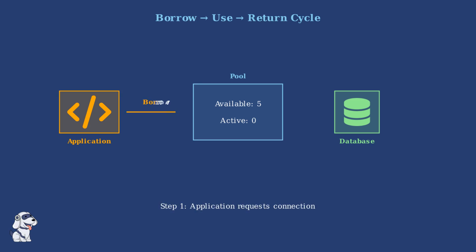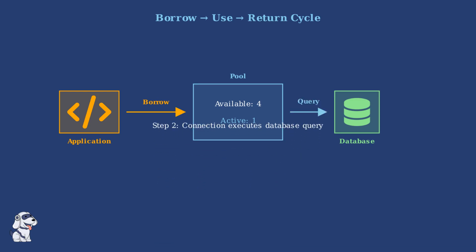Step 1. The application requests a connection from the pool. The pool manager checks for available connections and assigns one to the requesting application. Step 2. The borrowed connection is used to execute the database query. During this time, the connection is marked as active and cannot be used by other parts of the application. Step 3. After the query completes, the connection is returned to the pool and becomes available for other requests. This cycle repeats for every database operation.